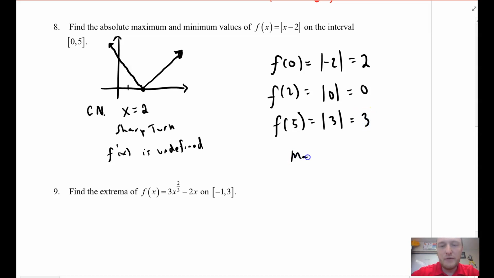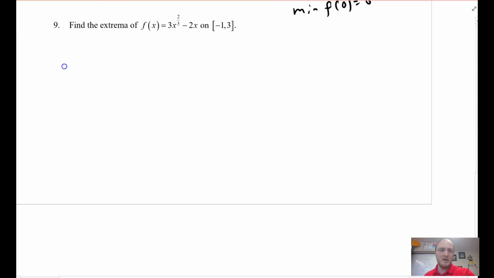Okay, so therefore, our max occurs when f of 5 is equal to 3, and our min occurs when f of 0 is 0. Okay, and again, that's on that interval 0 to 5. All right, last example here.